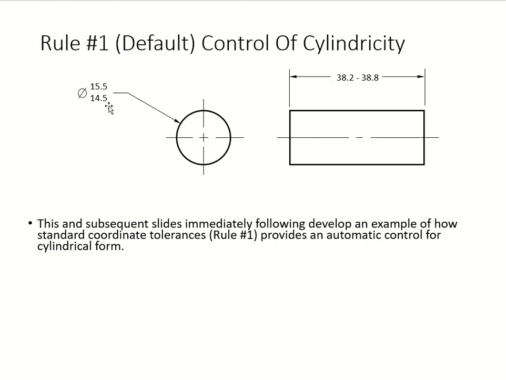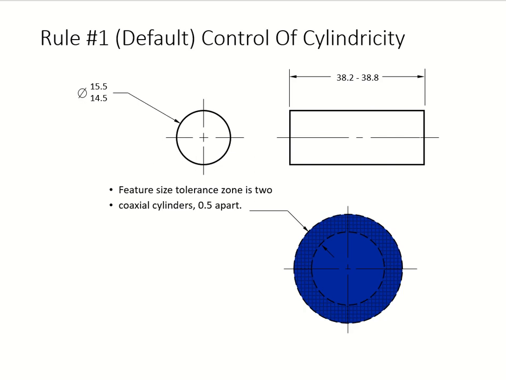So here we go. These are your size limits, 15.5 to 14.5, shown right here. This time we're dealing with the cylindricity. Look at this: the cylinder length is given to you, 38.2 to 38.8. Since you're dealing with a cylinder, of course, you have a circle and then your depth right there. So that's your rule number 1. You've got to stay within those size limits.